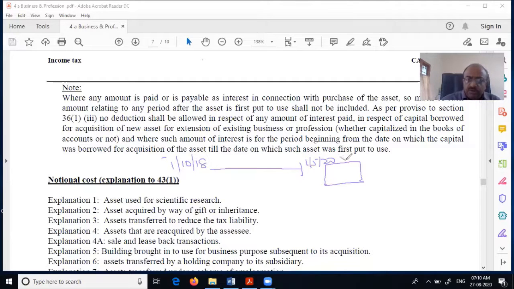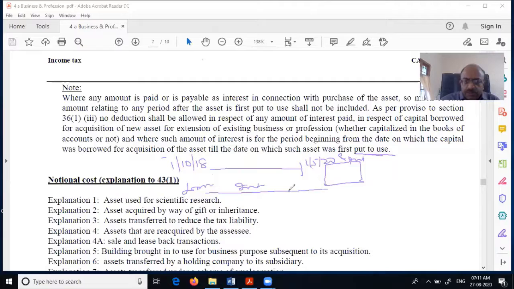Complete, not only complete, it should be put to use. The put to use condition is very important in claiming depreciation and income tax. Once it is put to use, after that also the loan is not repaid. Therefore, for this period you have taken the loan, and it is a continuing loan. That is why interest is being paid.